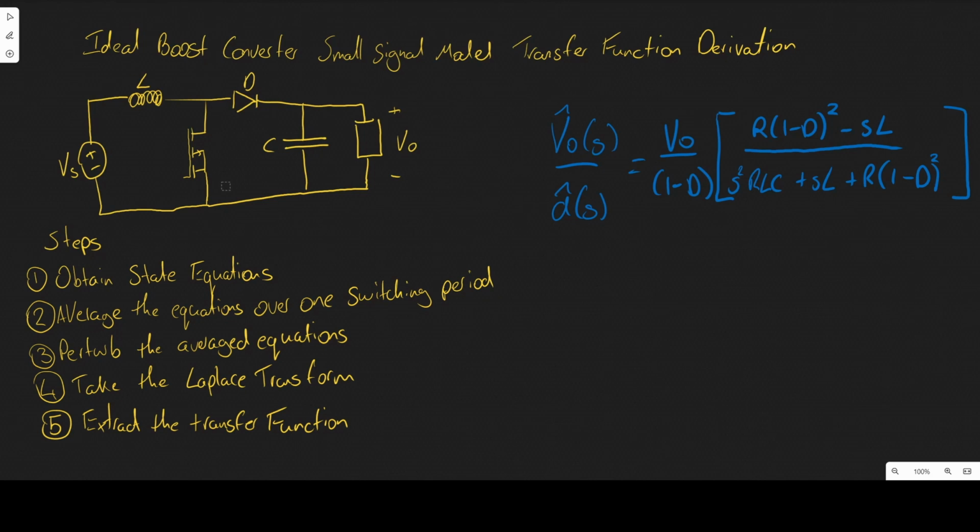we will perturb the averaged equations and eliminate any second order AC terms so we can linearize those equations. We will then take the Laplace transform and finally extract the small signal transfer function. I will now start deriving the state equations for when the circuit is on and the MOSFET is essentially closed. This would yield the following equivalent circuit.